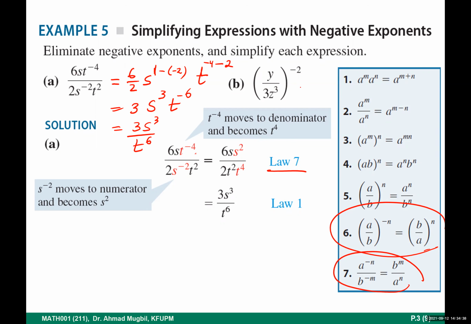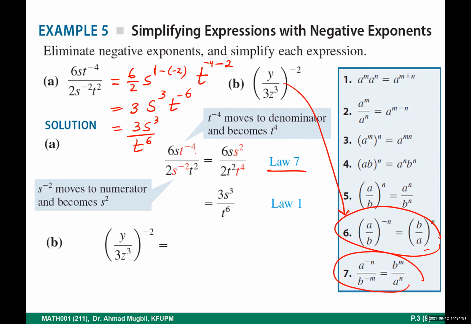For part B also, you can do part B in 2 methods. One way is to apply law number 6. Here it is, this one. Apply it here. You will flip: the numerator will be the denominator, and the denominator will be the numerator, and change the power from negative to positive. Now it was here -2, it is here +2. So it will be 3z to the power 3 over y. Now distribute the power over the quotient and over the product. So you will have 3 to the power 2, which is 9, z to the power 6 over y to the power 2. This is one way.